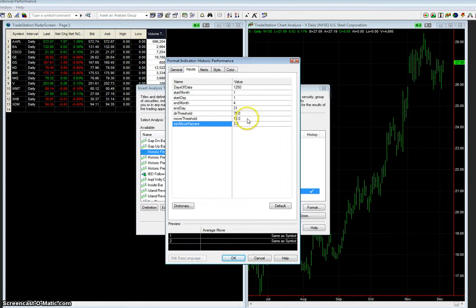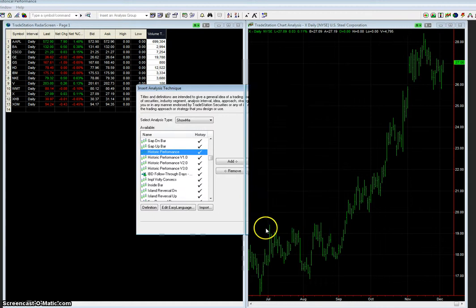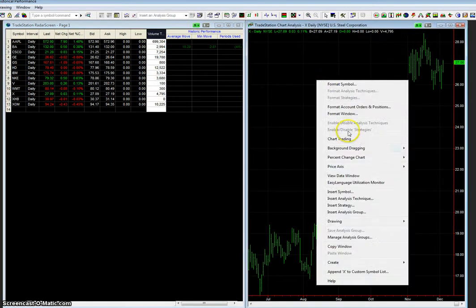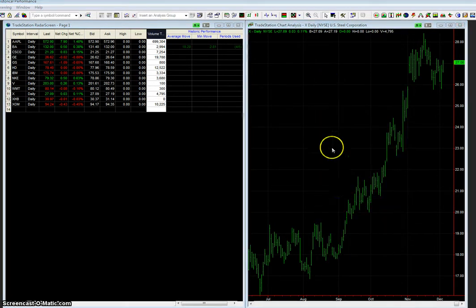If they meet all these thresholds but it's a down move, they'll be displayed in a bright red. And if they don't meet this threshold here, they'll be displayed in a darker red. So we'll go ahead and say OK here, get this going, and let that start calculating. It'll take a few seconds for it to go back historically and get all that data. And meantime, we'll come over and insert on the chart analysis.